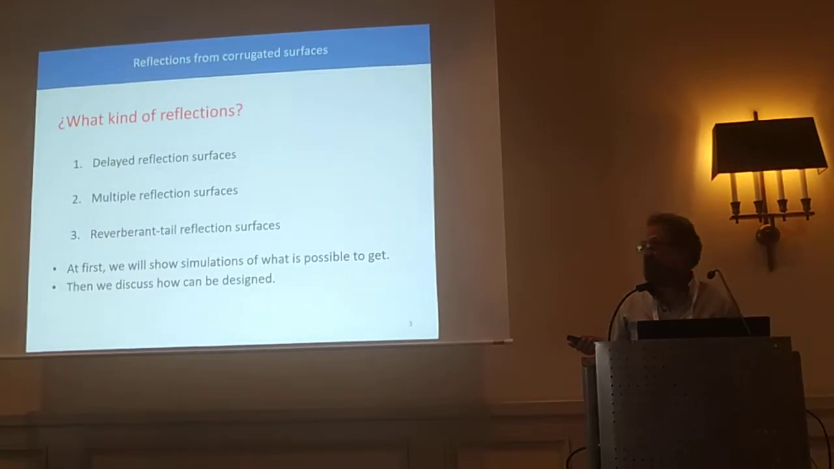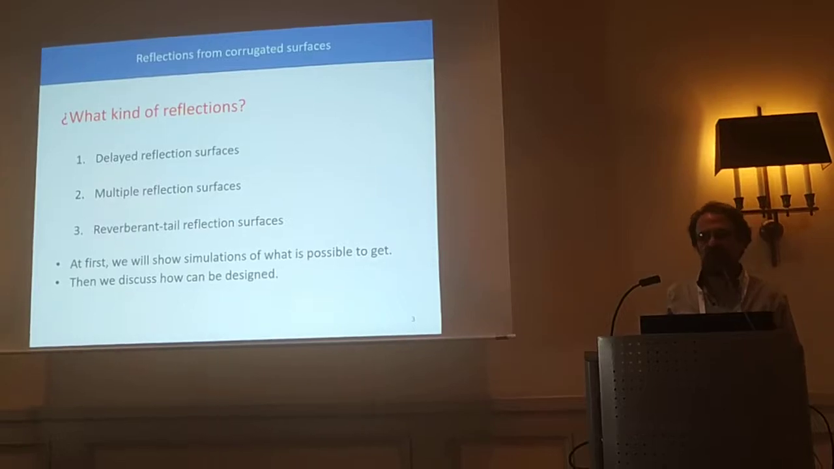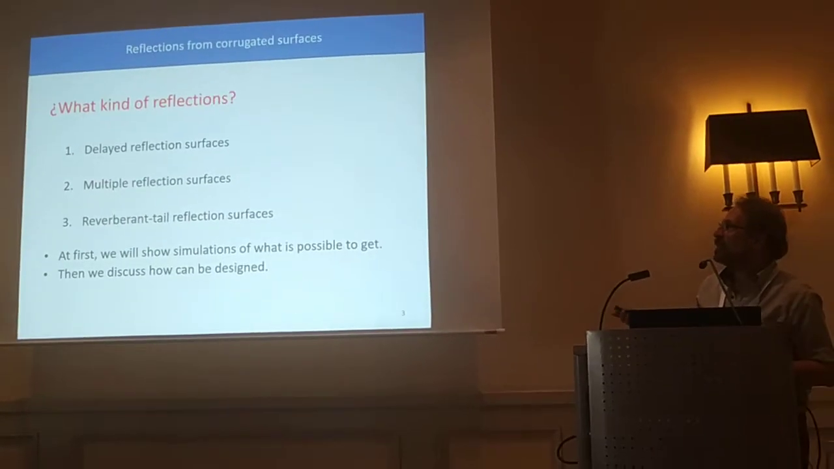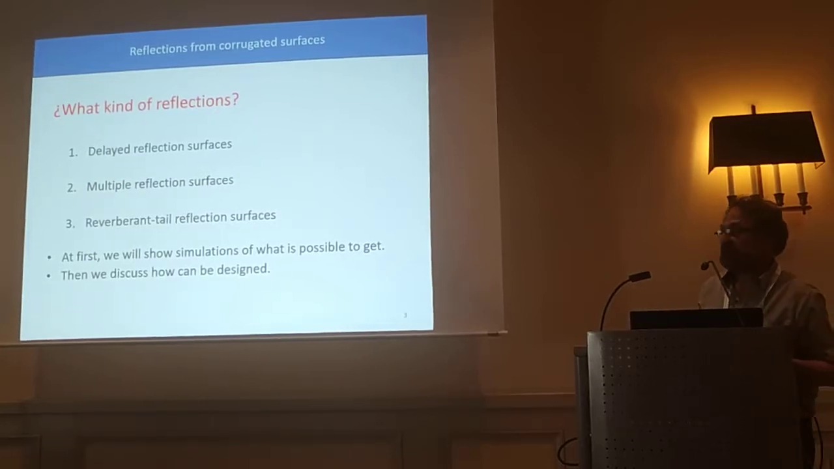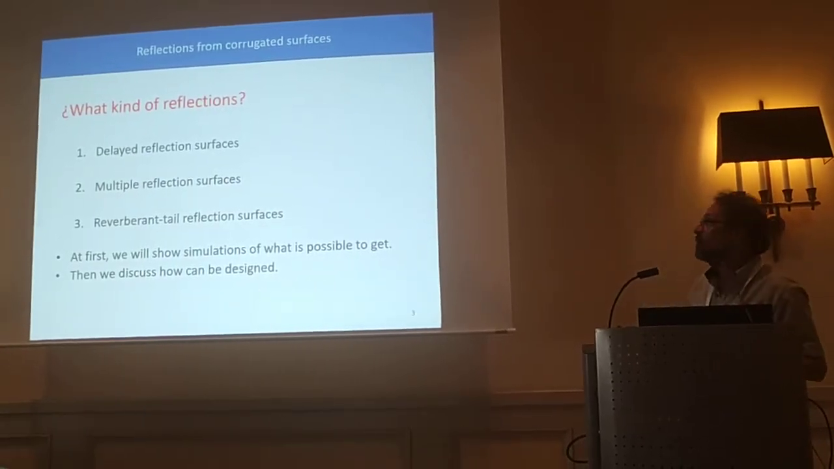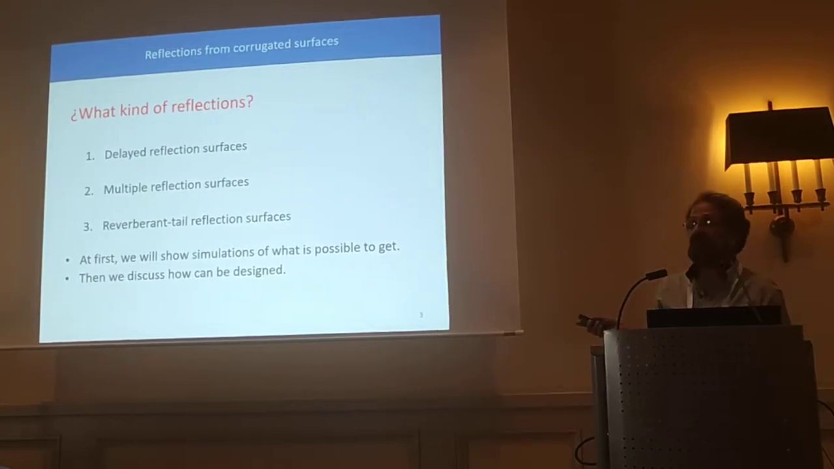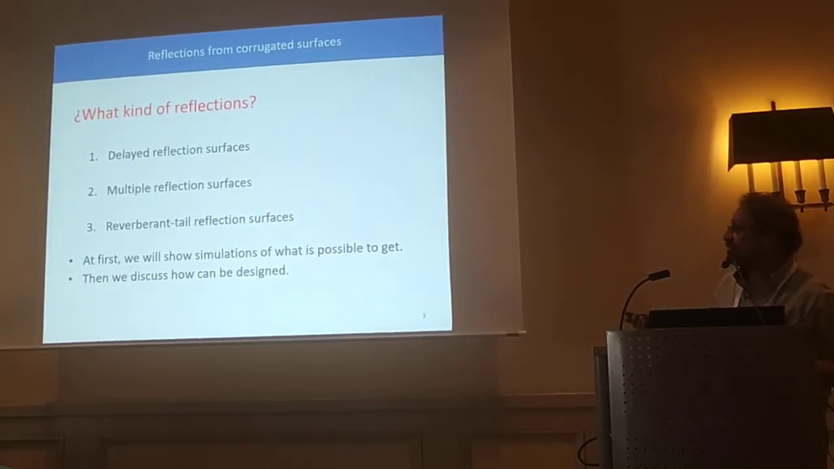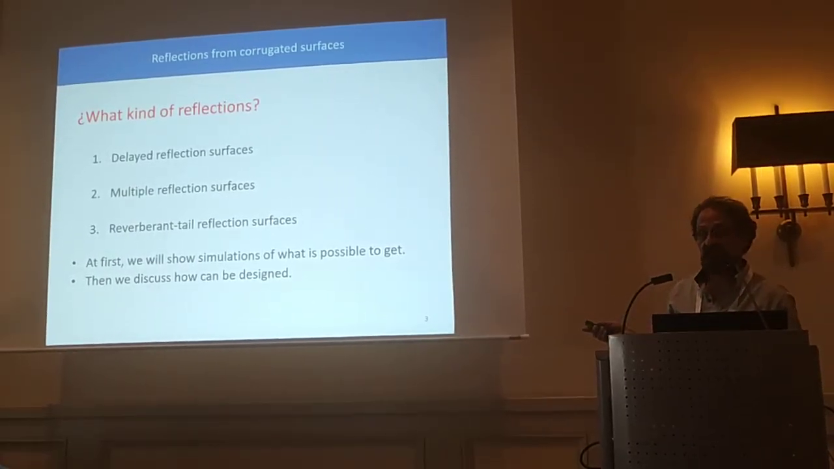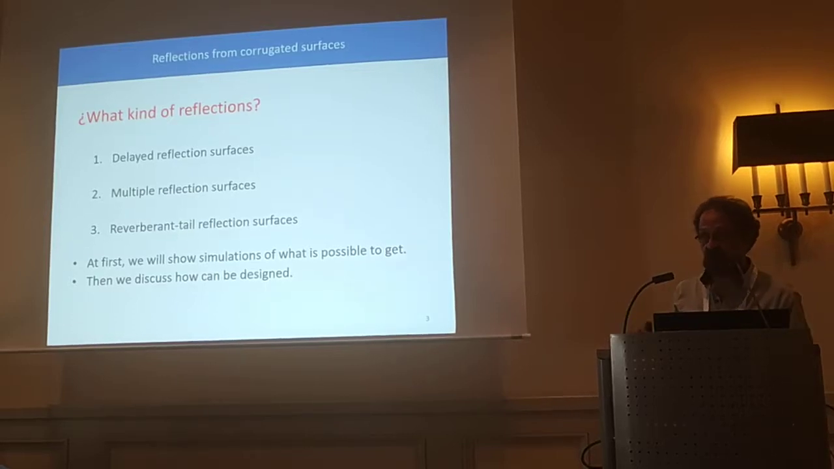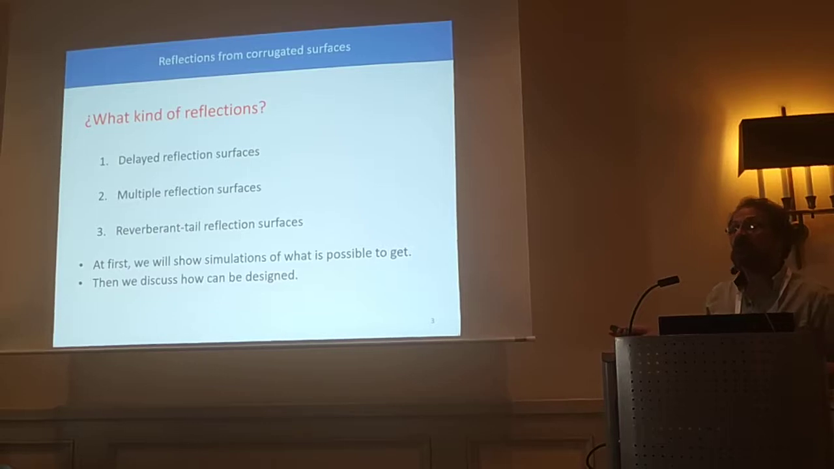What kinds of reflections? The three examples we show are what we call delayed reflection surfaces. The second example is multiple reflection surfaces, and the third, reverberant tail reflection surfaces. At first, we will show some simulations of what is possible to get, only in simulations, in the actual state of our work. Then we will discuss how they can be designed.